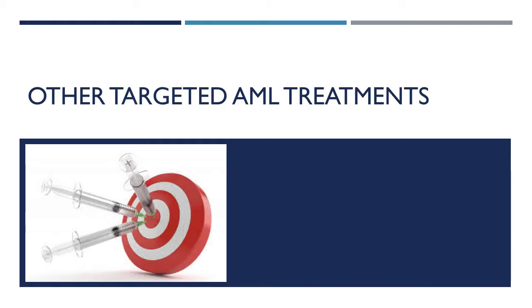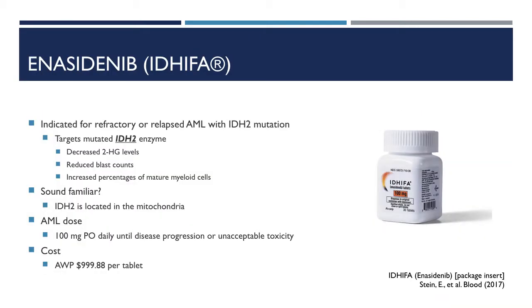So now let me discuss with you some other targeted AML treatments. First, we have enasidenib, and this is indicated for refractory or relapsed AML, and it is for patients with an IDH2 mutation. So it has the same mechanism of action as ivosidenib, it's just for that IDH2 mutation instead of the IDH1. It's dosed at 100 milligrams daily, and it has a very similar side effect profile to ivosidenib, and its cost is about $1,000 a tablet.